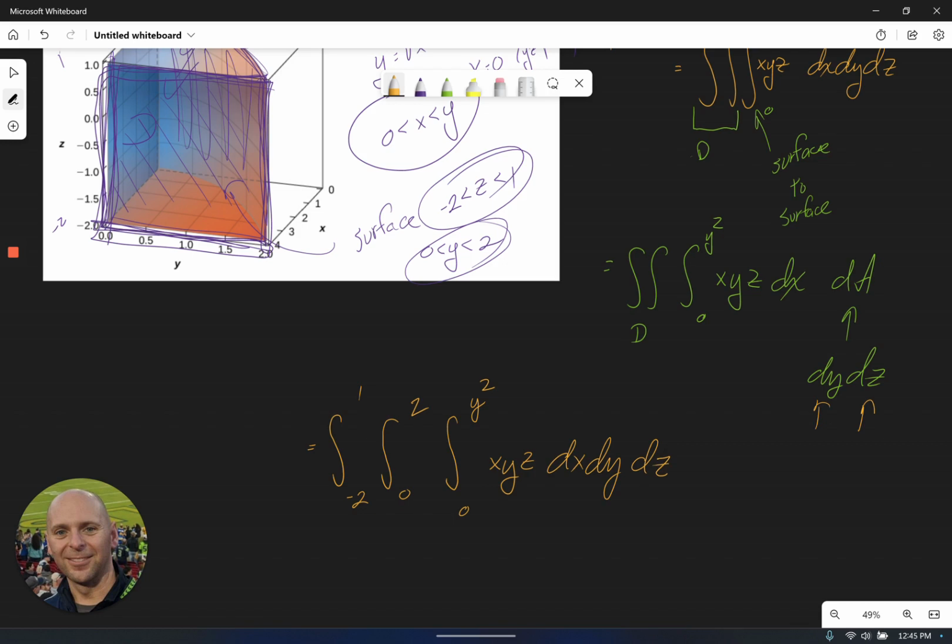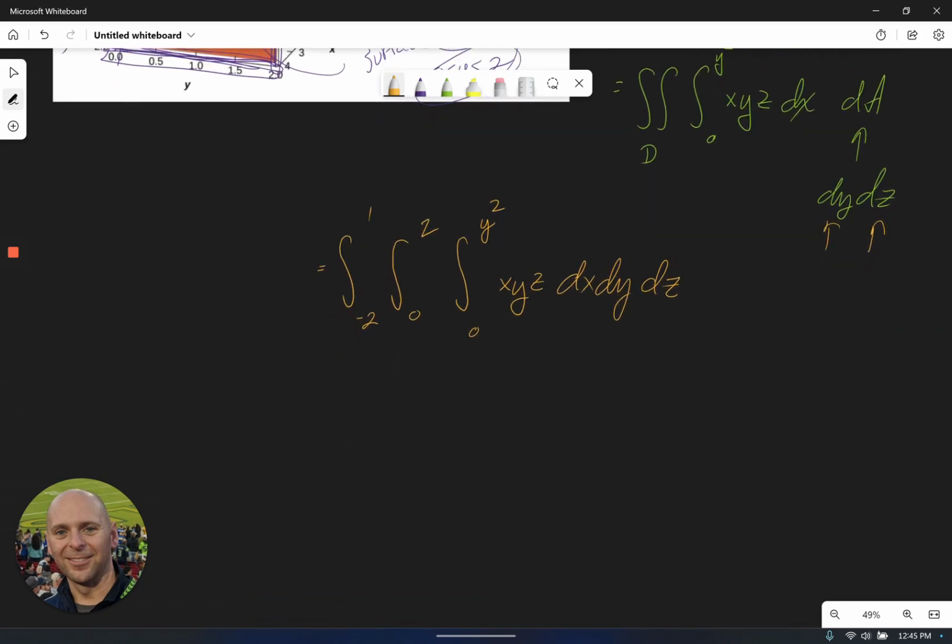The hard part, in my mind, is generally done at this point because we've already set up the integral. And the integrand is not terribly complex, so we should be able to work through this pretty quickly from here. I'm going to let you guys finish that out and see if you can get it right.